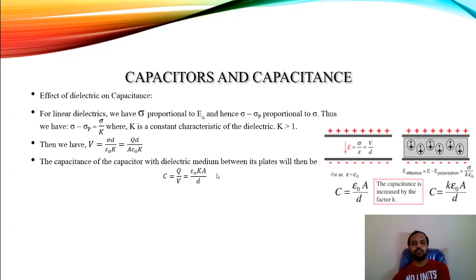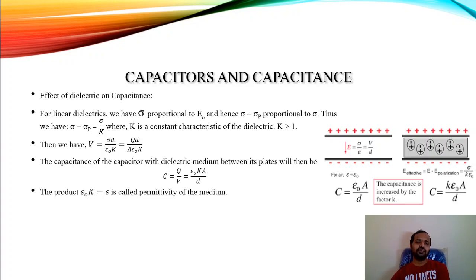So note the difference: the capacitance of a capacitor without the dielectric medium was epsilon naught A by d, whereas the capacitance of a capacitor with the dielectric medium is C equals epsilon naught k into A divided by d. That is, if a dielectric medium of higher dielectric constant is taken, then we can have more capacitance. More capacitance means more charges can be stored on that capacitor.